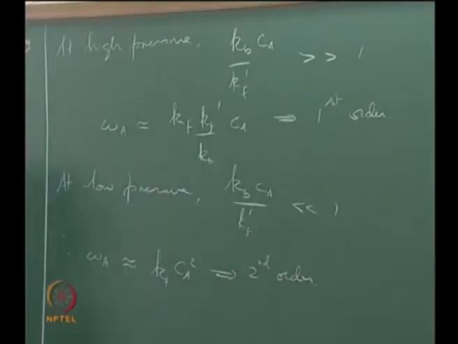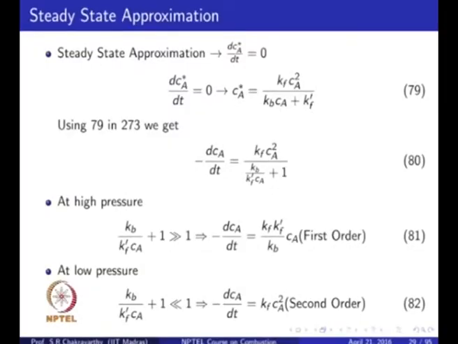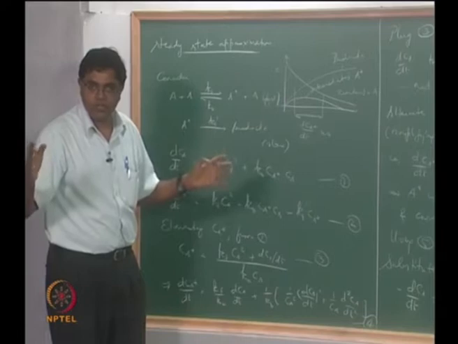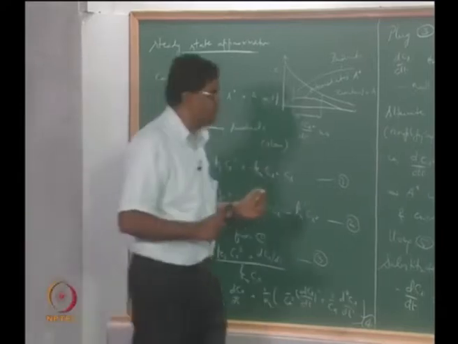So with just applying the steady state approximation, we should now be able to understand how the pressure behavior is going to happen when you are looking at two competing consumption reactions of the intermediates of different molecularities, which will behave differently at different pressures. This is essentially what you are trying to do. That's like a summary of what's going on.